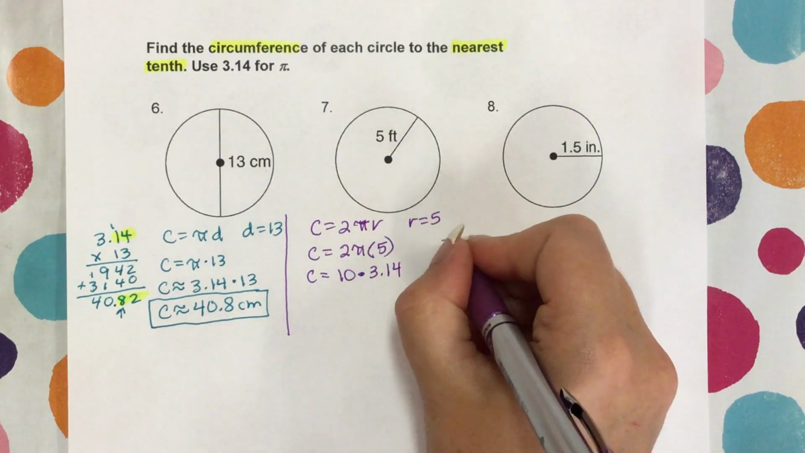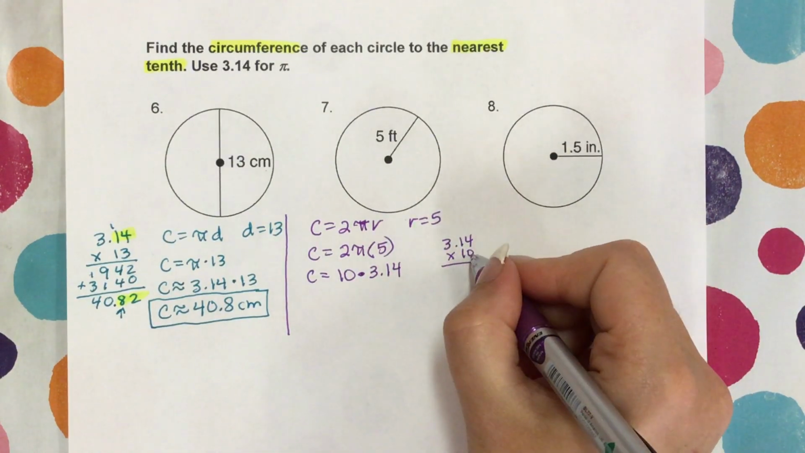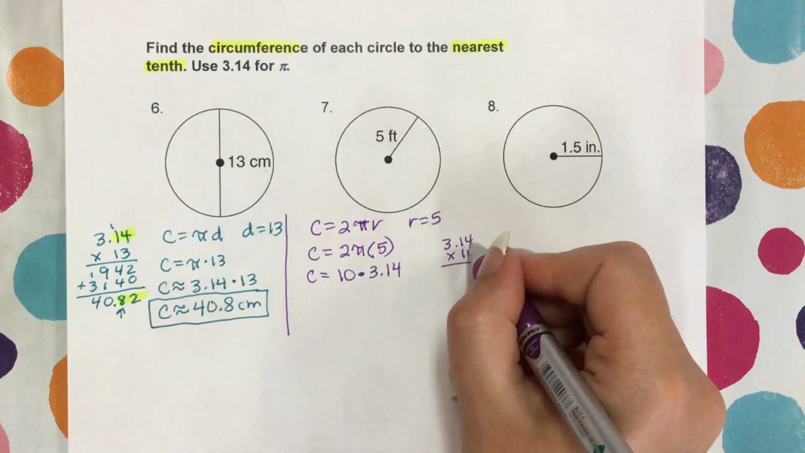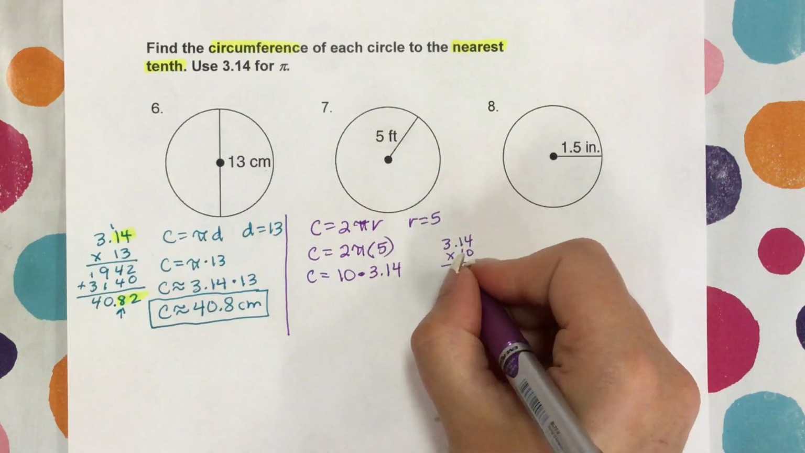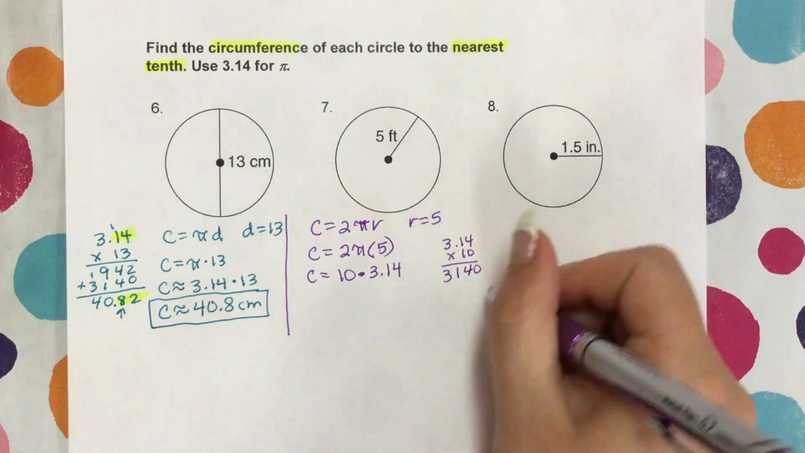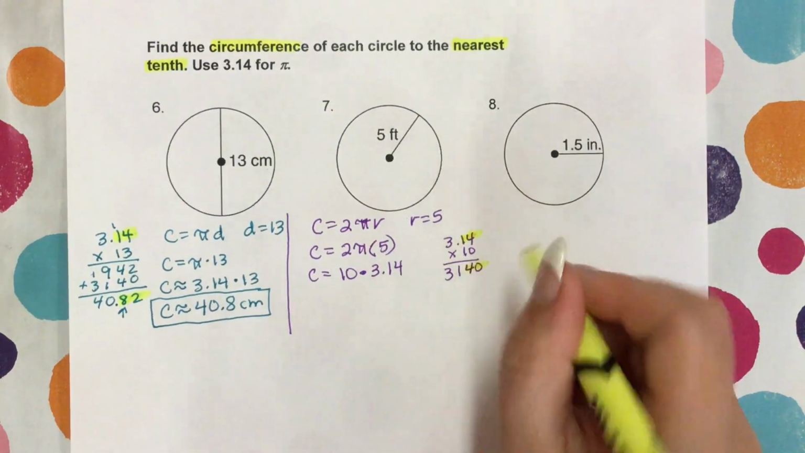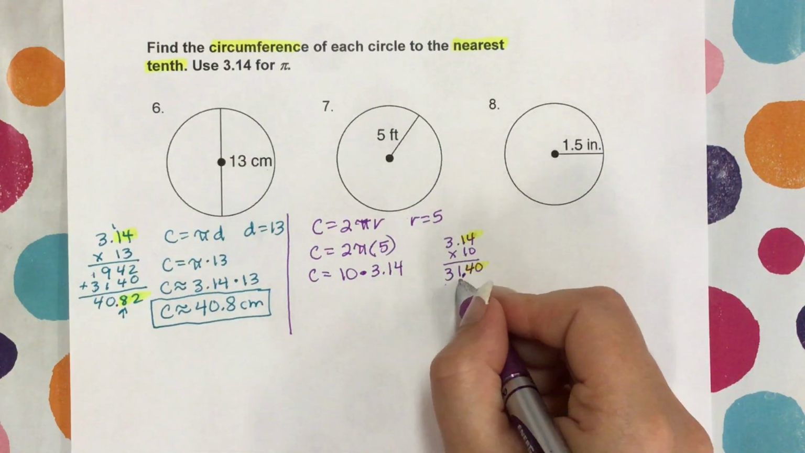So now I'm just going to do this math right here. 3.14 times 10. That is equal to 0 times 4 is 0. Well, just everything's going to be 0. So I'm just going to go here to the ones place. 1 times 4 is 4. 1 times 1 is 1. 1 times 3 is 3. Now I need to know where to put that decimal place. 1, 2 spots. And so my answer ends up being 31.4.